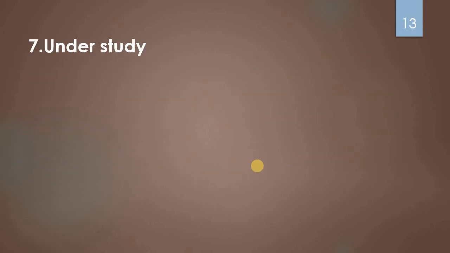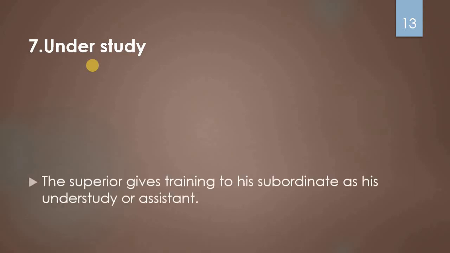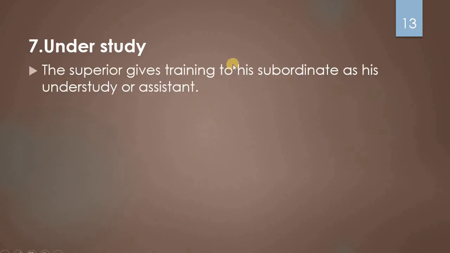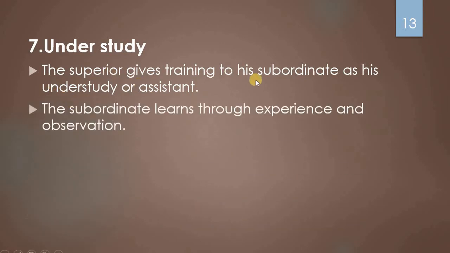Next one is understudy. The meaning itself says you are studying under a superior or senior. You are placed under a senior and you have to observe him, get experience from him and get the proper training. Here the superior trains his subordinates as his understudy or assistant. The trainee works as an assistant to the superior and learns everything from the superior, whatever work he does. The subordinate learns through experience and observation. You will constantly observe the superior and also get experience from working with the superior.